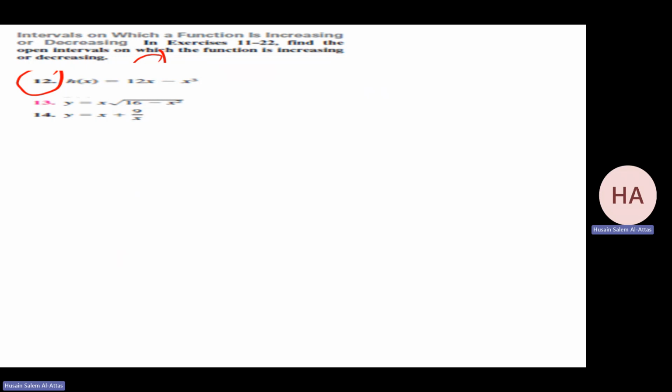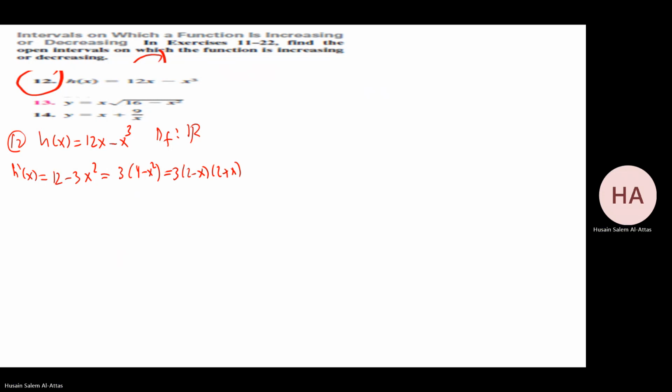Okay. Here the domain is real numbers. Let me do it step by step. Okay. Number 12. And let me write the function again. So I have the domain of real numbers. Find h prime. It will be 12 minus 3x squared. I take 3 common, 4 minus x squared, which is 2 minus x, 2 plus x.